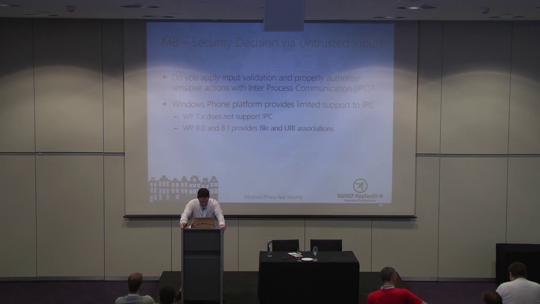And so basically we are dealing with inter-process communication. With Windows Phone 8, starting from version 8, we have two different mechanisms. The first is the file association. The second is the URI association. We can associate an app with an extension or a URI. Basically, you can allow another app or the system to run a specific application that registers the file type or the URI.